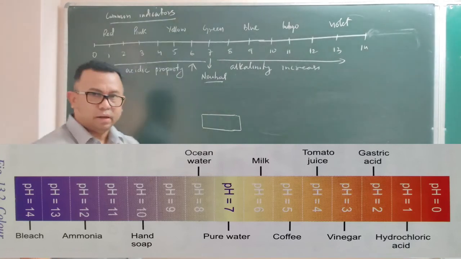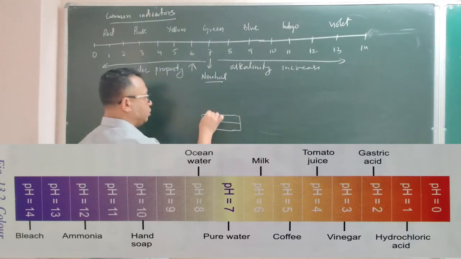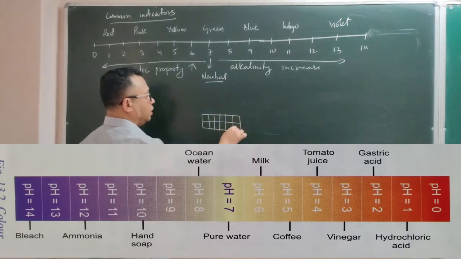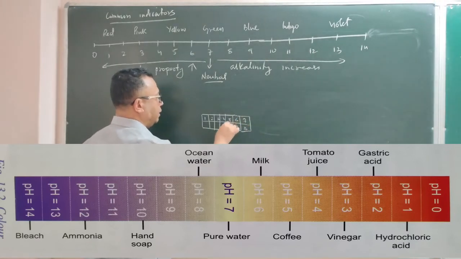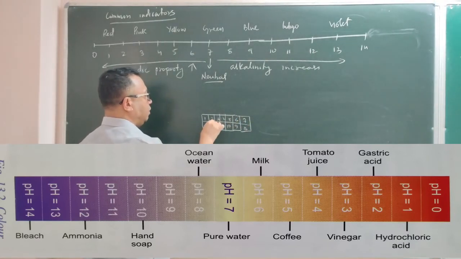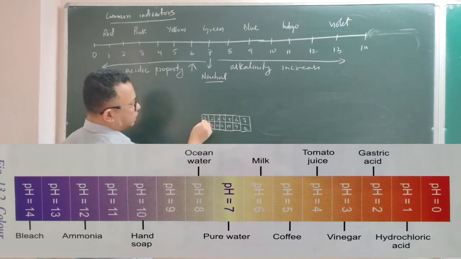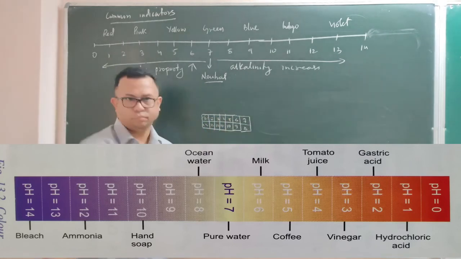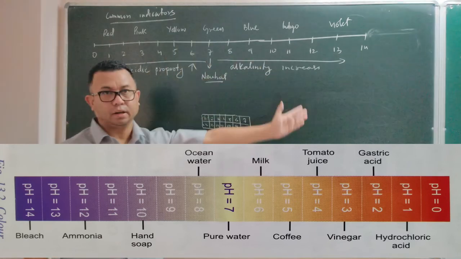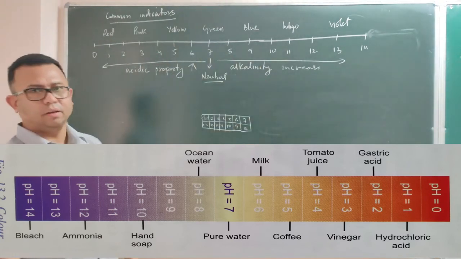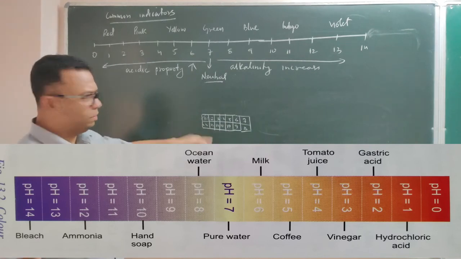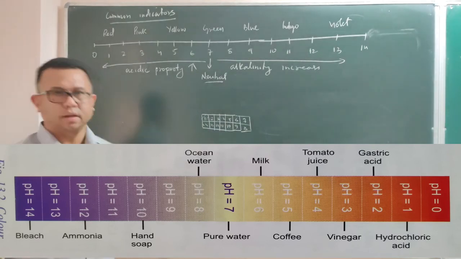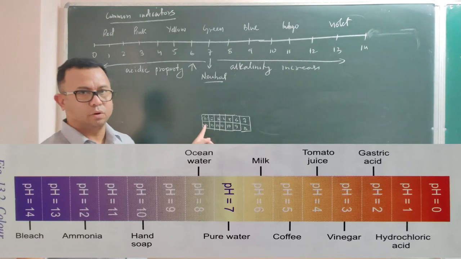But on the cover of that universal indicator, there will be boxes numbered 1, 2, 3, 4, 5, 6, 7, 8, 9, 10, 11, 12, 13, 14. All boxes are of different colors, some a little darker. You may say, sir, only 7 colors are there, but you have 14. Because maybe the same color is a little darker, a little lighter. That way, 14 colors is what you will see.